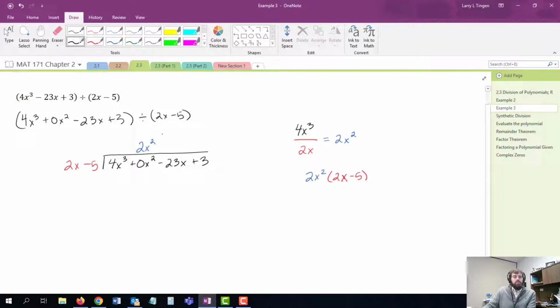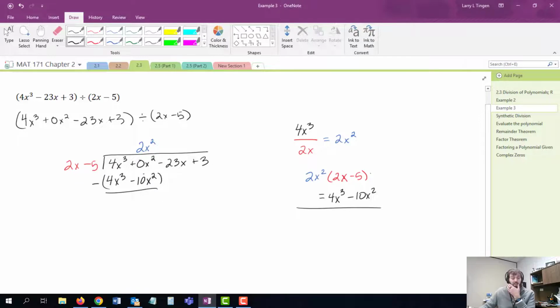And I get what? 2x squared times 2x is 4x cubed. 2x squared times negative 5 is negative 10x squared. That step right there is the same step as me saying 2x squared times 2x is 4x cubed, 2x squared times negative 5 is negative 10x squared. Okay.